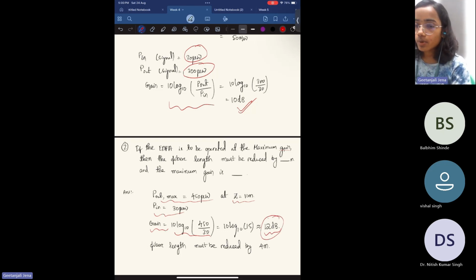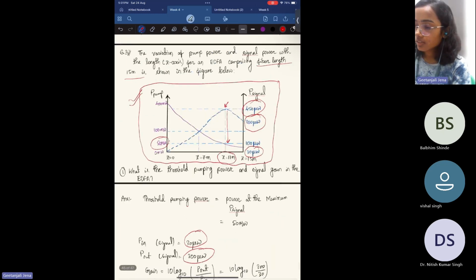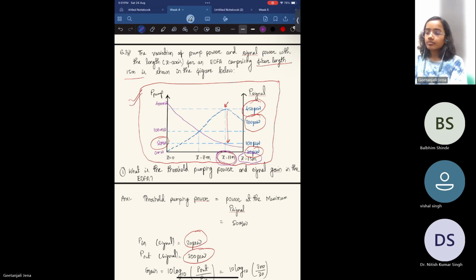And to achieve this maximum gain, we have to decrease the length of the EDFA by how many meters? 4 meters, right? Because the total length of the EDFA was 15 meters. If you see the graph, the length of this EDFA is 15 meters. But we are getting maximum gain around Z equal to 11 meter. So that means we have to decrease the length by 4 meters to achieve the maximum gain in the output. So this is how you can approach this problem.